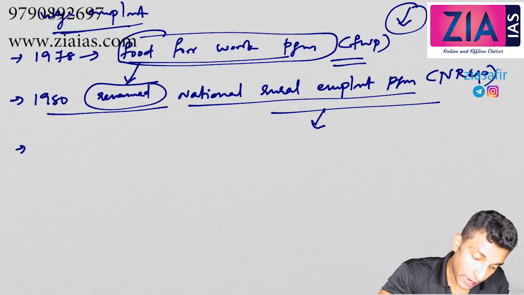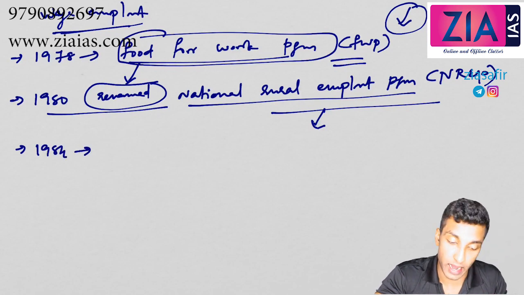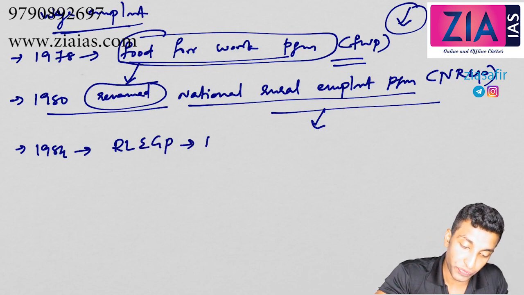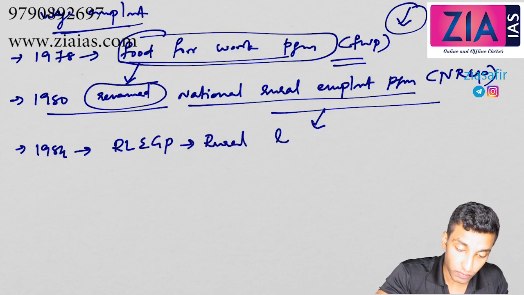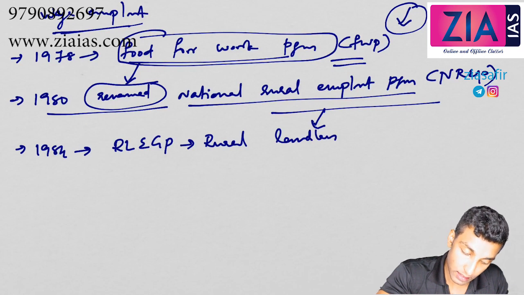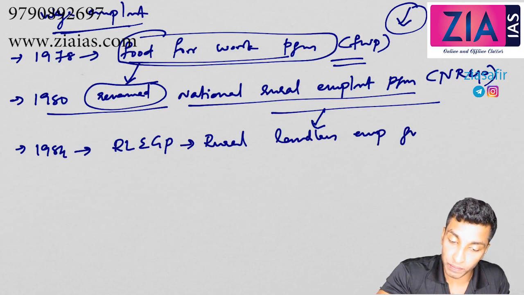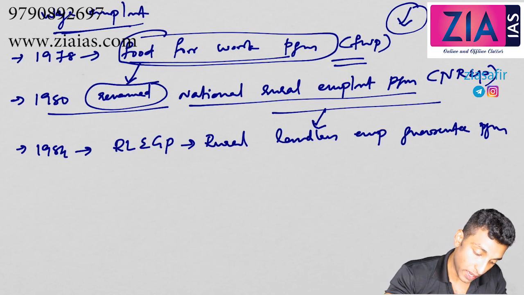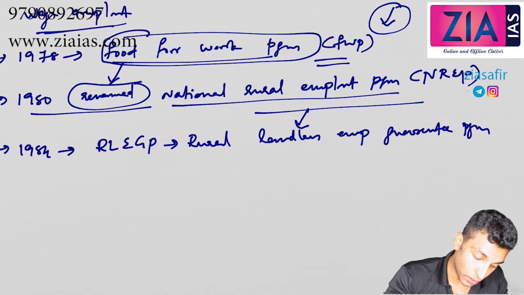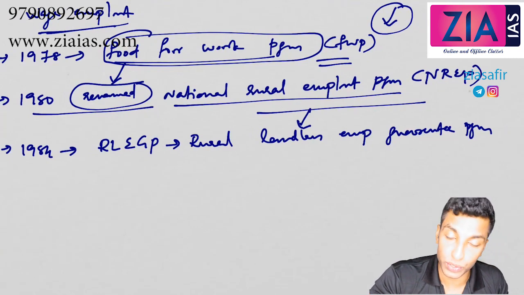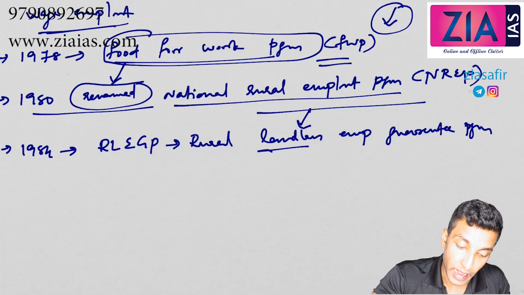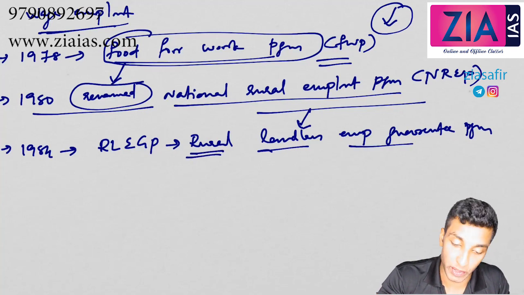Now 1983, another scheme, Rural Landless Employment Guarantee Scheme. So RLEGP, what is this? Rural Landless Employment Guarantee Program, RLEGP. This is rural landless employment: those who are not having land, those landless people, and it is in the rural area, an employment guarantee scheme.